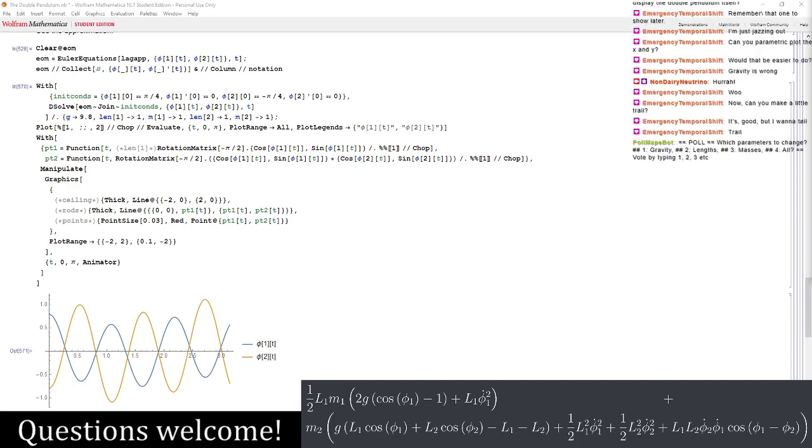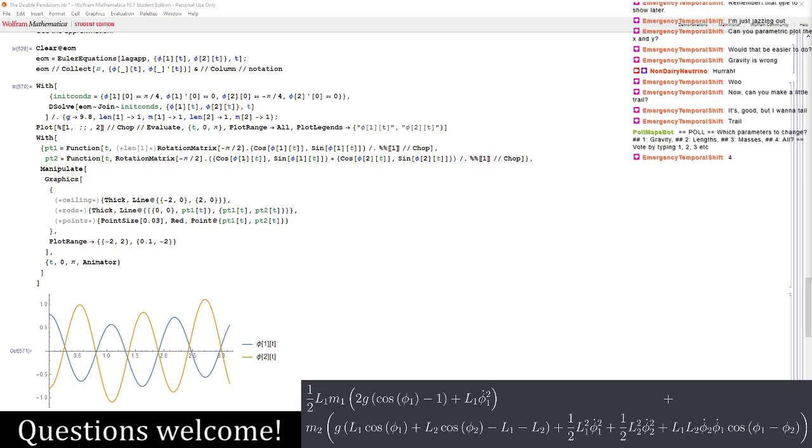Okay, chat. You cannot see the poll. Where is the poll? I see that it sees the poll. I cannot see the poll. I have no idea where the poll is. I have no idea where it is. That's weird. I'll have to look at that later.